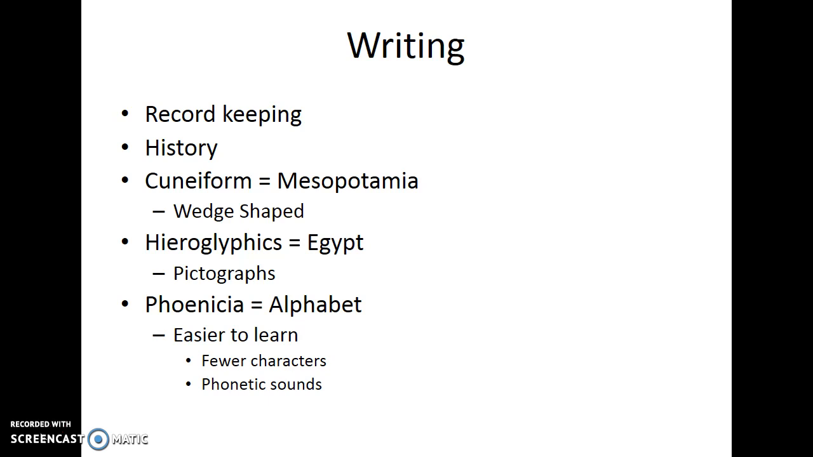This meant that the Phoenician alphabet was easier to learn. It was easier to learn the Phoenician alphabet than it was the other two. It was easier because it had fewer characters. Instead of having to know hundreds and thousands of different symbols, one only had to know somewhere between 20 and 26 different characters. And the reason why that worked is because those characters, unlike cuneiform and unlike early hieroglyphics, stood for sounds. So you could combine those characters together to come up with many different words.